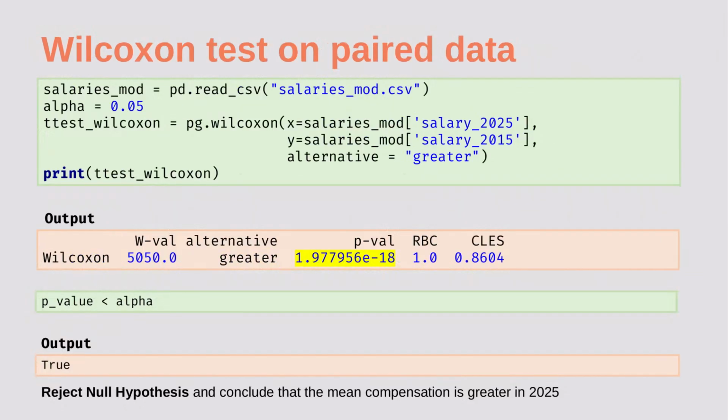The Wilcoxon test is equivalent to the paired t-test and is used for non-parametric datasets. Here we are testing the hypothesis that salaries in 2025 are greater than they were in 2015 using the Wilcoxon function from the pingouin library. As we can see, the p-value is extremely small, effectively 0, and certainly much less than our alpha level of 0.05. This means we reject the null hypothesis and conclude that salaries in 2025 are significantly higher than those in 2015.